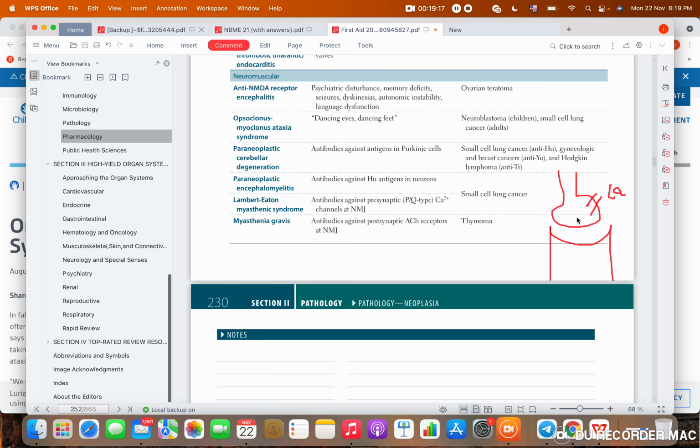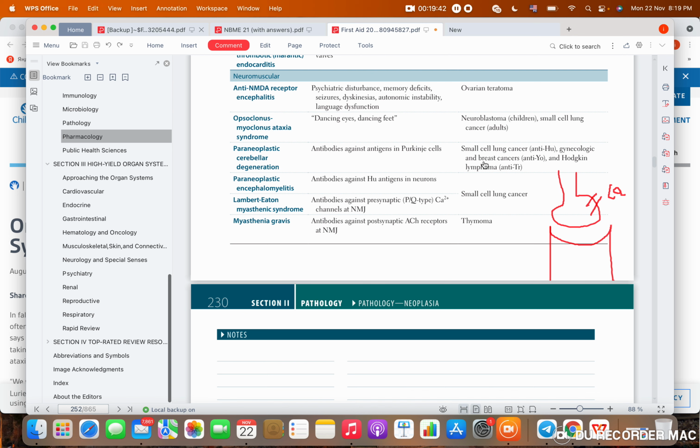In case of Lambert-Eaton syndrome, you have antibodies against these calcium channels. So they are antibodies against the presynaptic calcium channels at the neuromuscular junction. That will be in case of small cell lung cancer. If that is true, what is going to happen to your muscle power? It's going to go down, yeah? But what is important? If you keep trying to move your muscle, more and more calcium will start trying to enter.